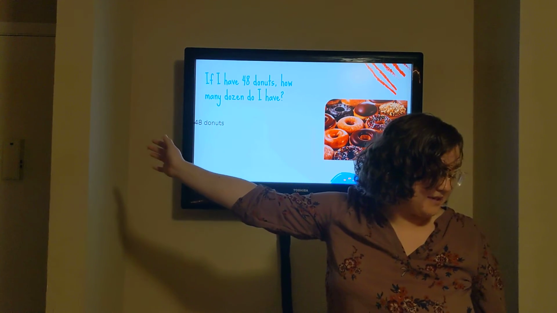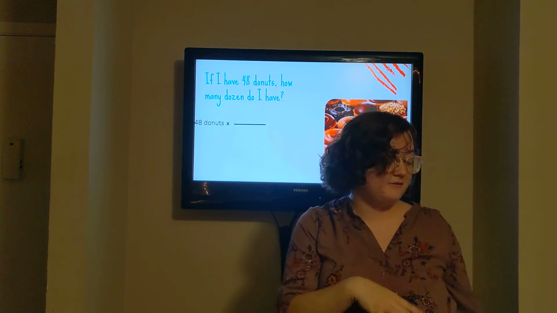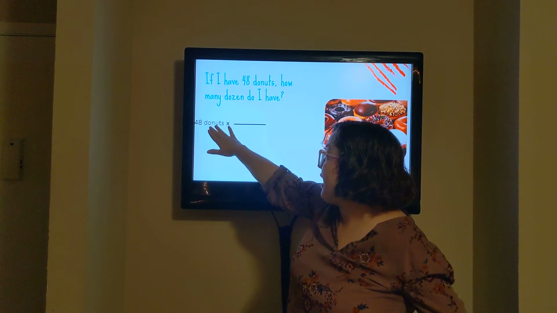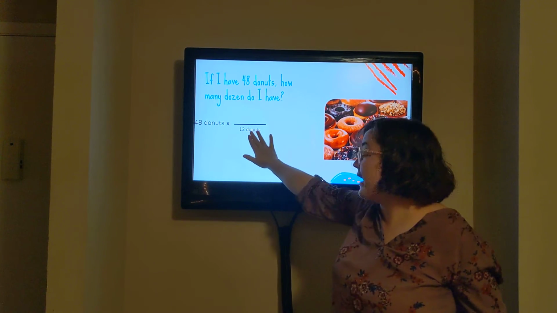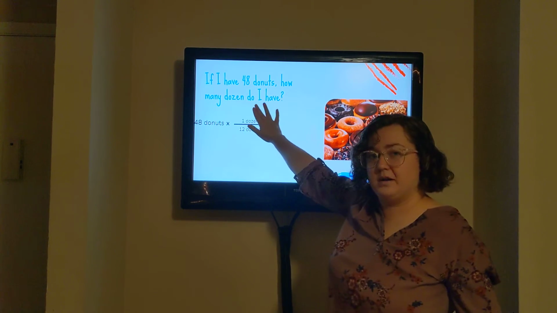And then we're going to be setting up an equation just like we did dimensional analysis in the past, very similar. So if we have donuts on the top, we know that we're going to have donuts on the bottom. And the reason we picked 12 is because 12 donuts equals 1 dozen.